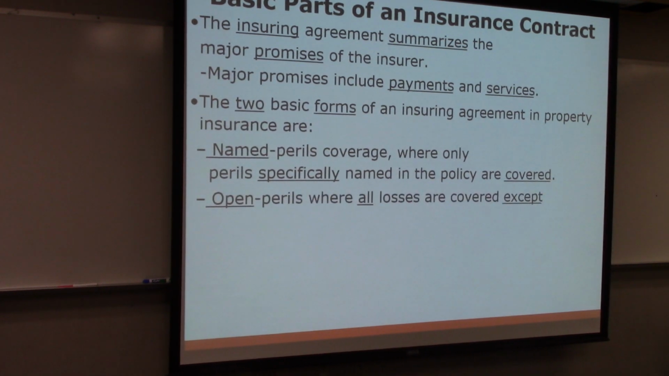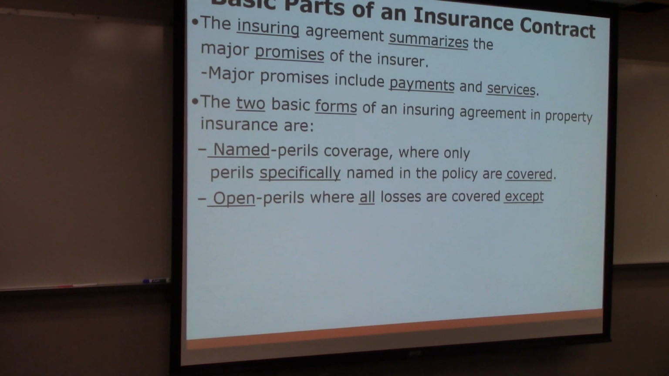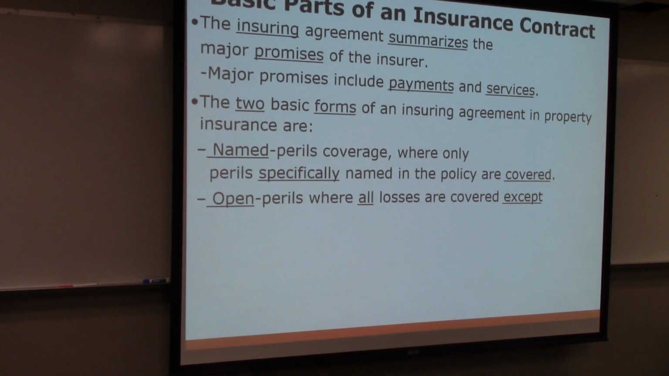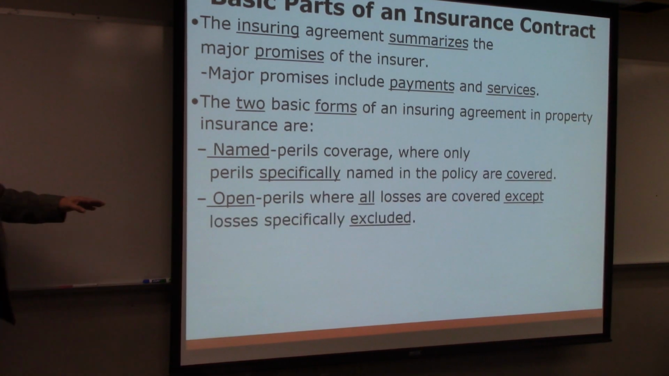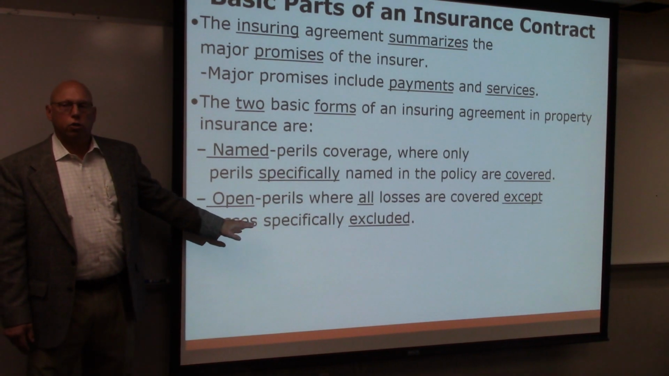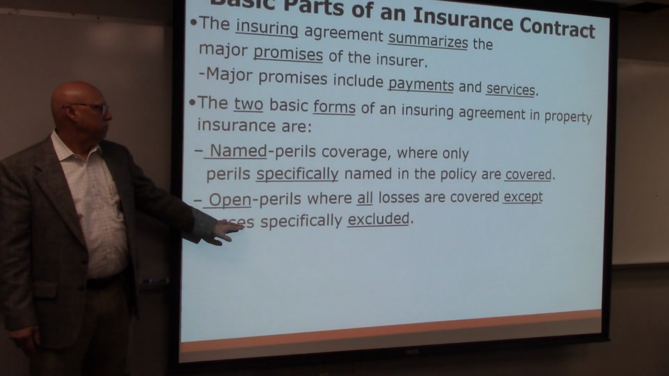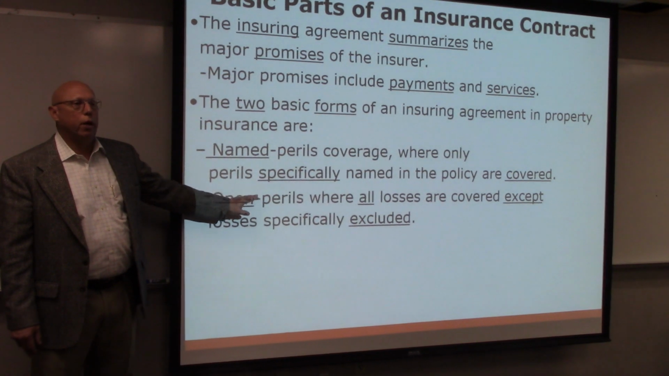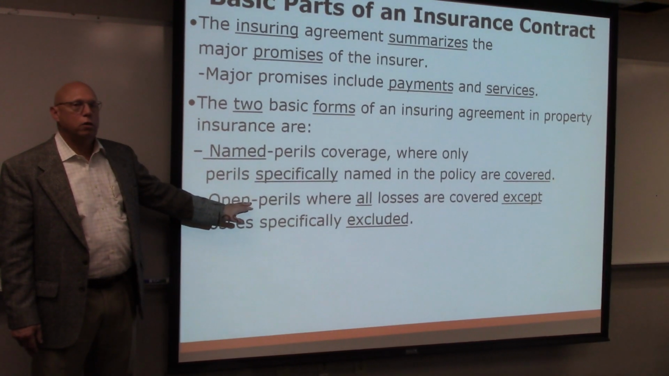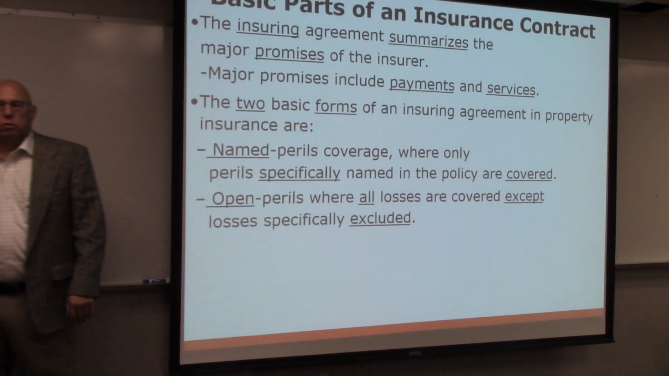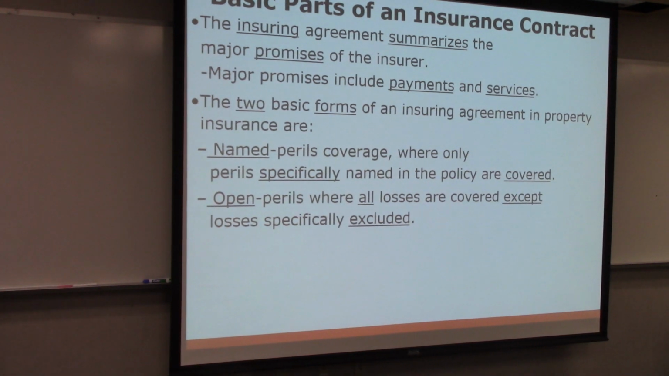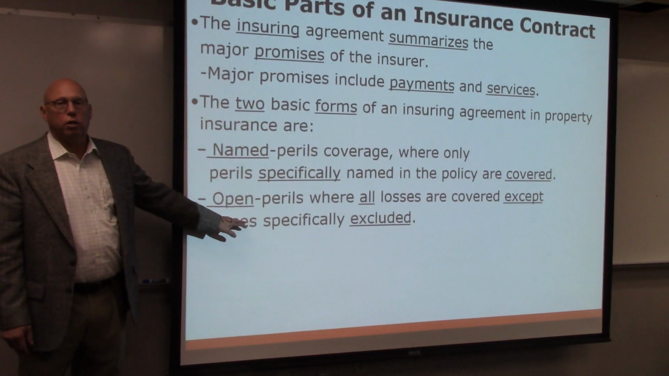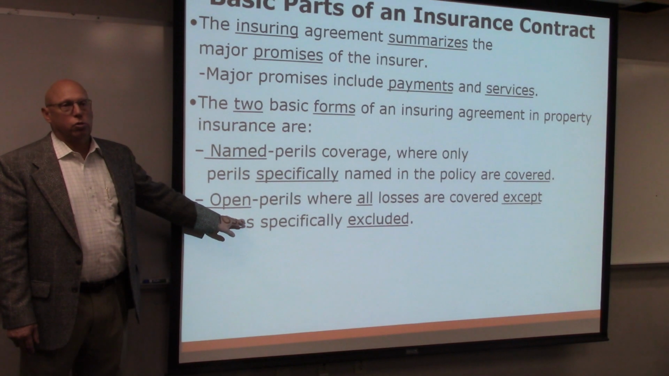Open perils says that everything is covered except losses that are specifically excluded. So you're better off with an open perils contract than a named perils contract, unless there's something that's excluded that you're really concerned about.